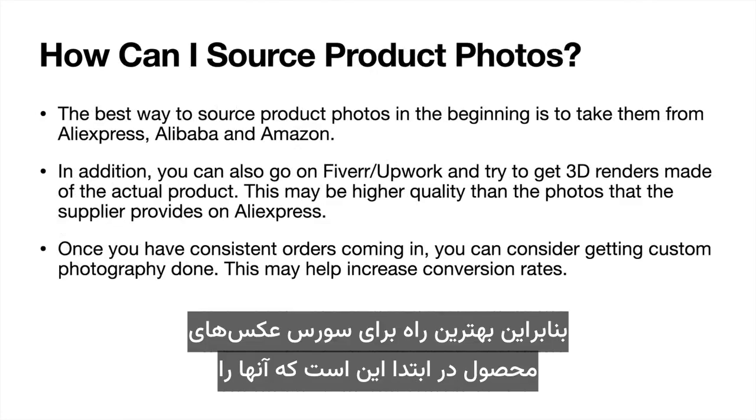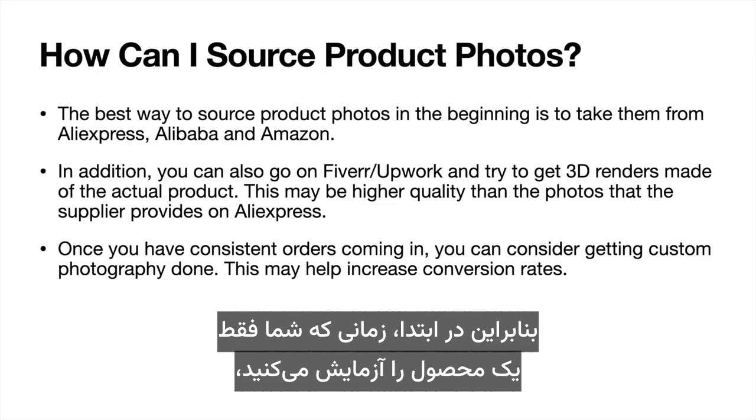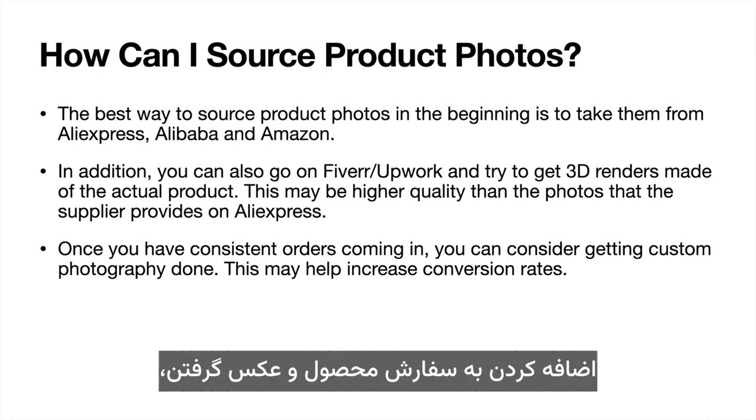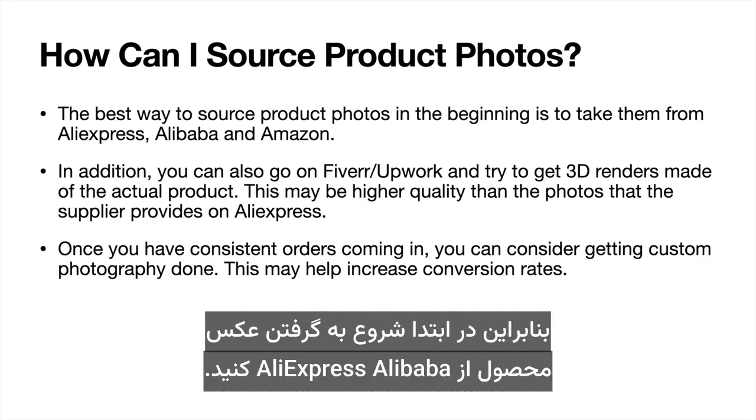So the best way to source product photos in the beginning is to take them from AliExpress, Alibaba, Amazon or niche competitors. So in the beginning, when you're just testing a product, there's no point going ahead and ordering the product and taking photos because you don't know if the product will work. So in the beginning, start taking product photos from AliExpress, Alibaba and Amazon.